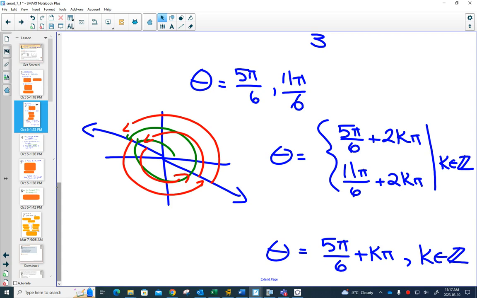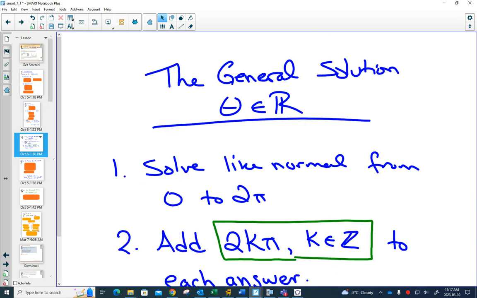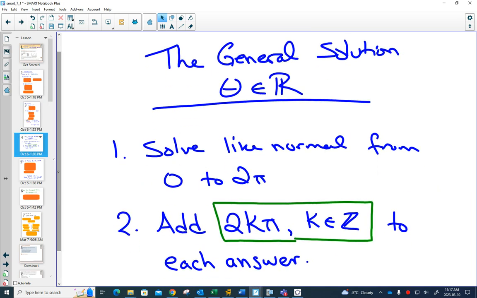So, we are going to write out the steps that we just did for this question. These are the steps for the general solution. In a question, you know it's a general solution if they say, find the general solution, or if they list the domain as theta belongs to all real numbers, or technically, if they don't say anything about the domain, you are supposed to assume the domain is everything.